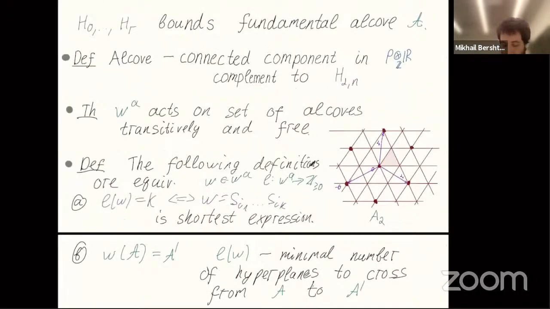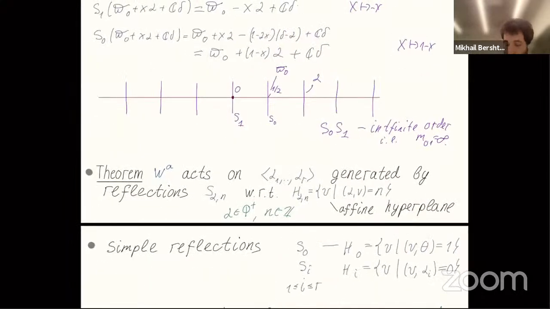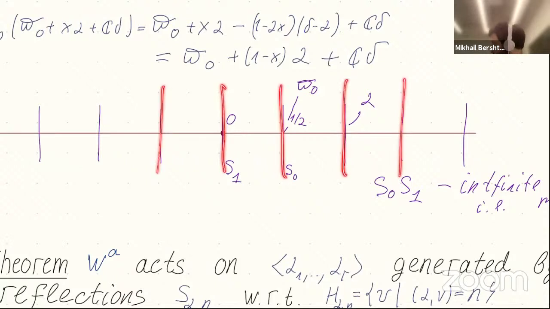Let me give an even simpler example here. We take the group generated by all such reflections. If we take the composition of these two reflections, you get a shift by 1. But this shift by 1 is a generator of the root lattice Q.